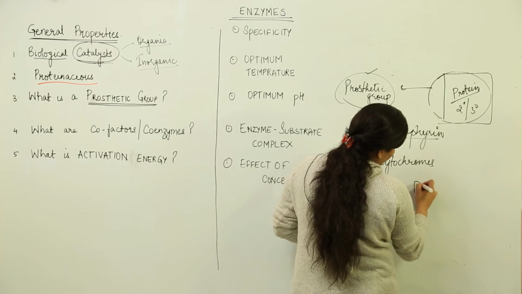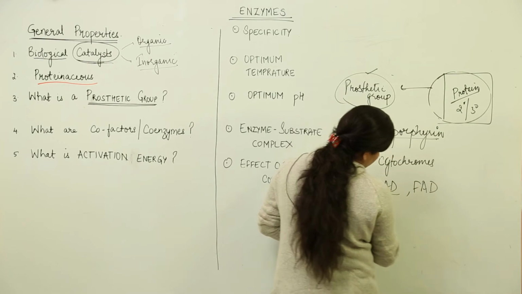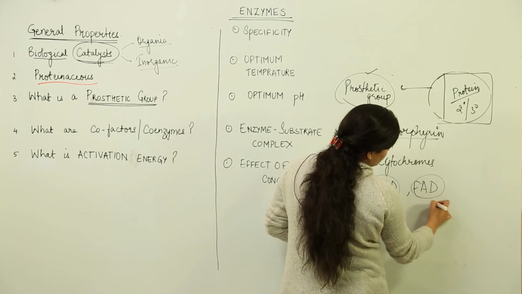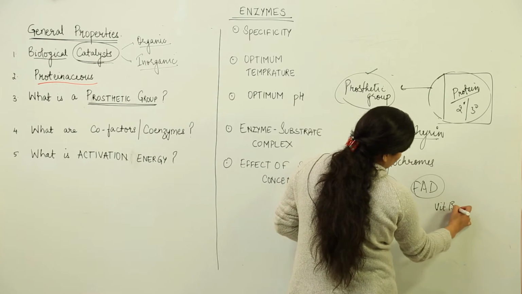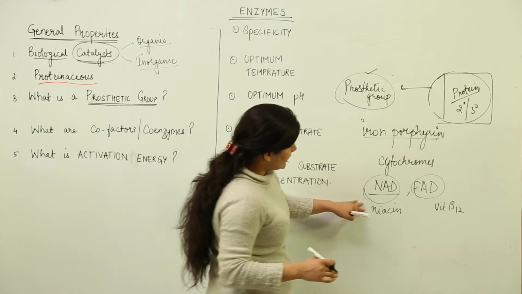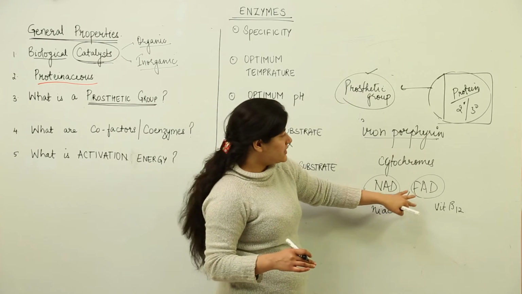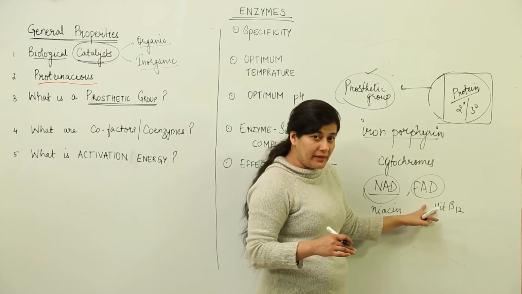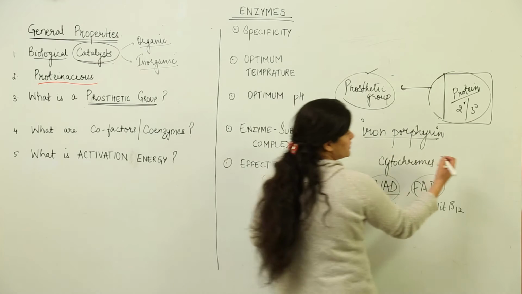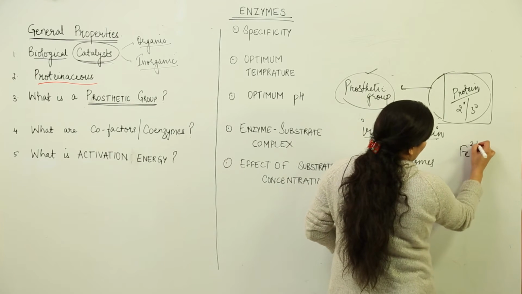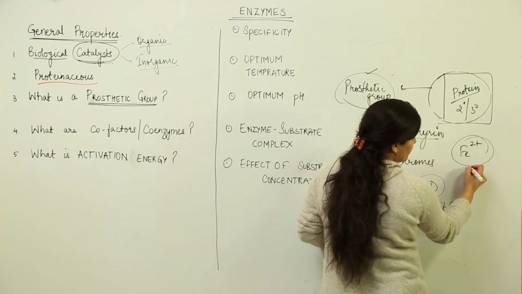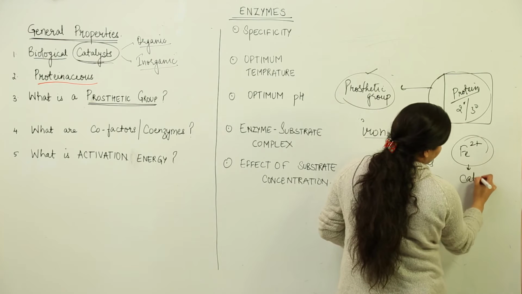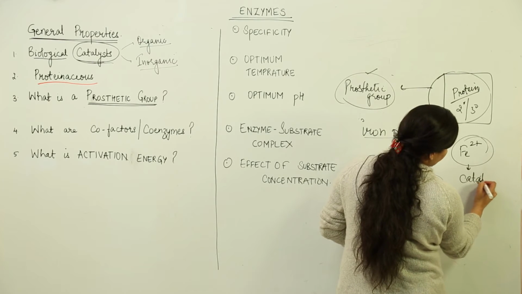You remember what NAD and FAD are? This is a precursor to niacin, and this is a precursor to vitamin B12. Okay, these are the prosthetic groups which go and join with the enzyme. Alright, it could be a metal compound, it could be an organic compound, it could be a metal ion as it is, as in the case of iron ions which combine with catalase for its activity. Okay, catalase is an enzyme.